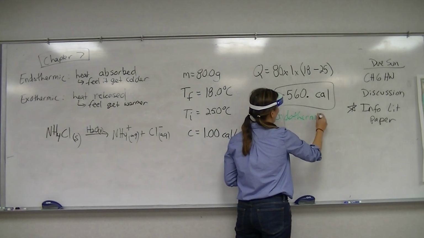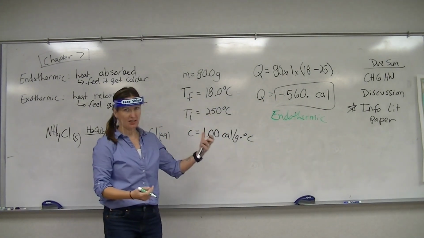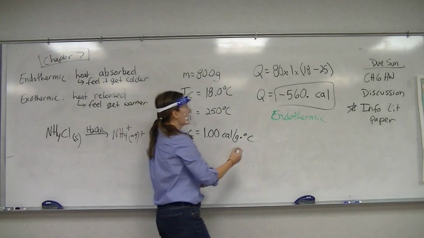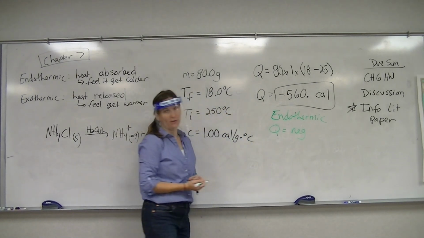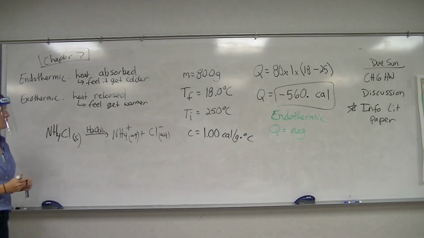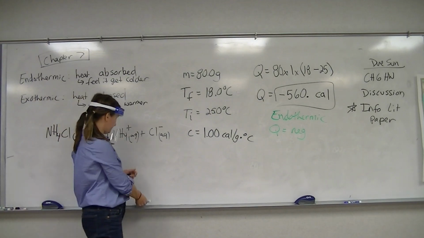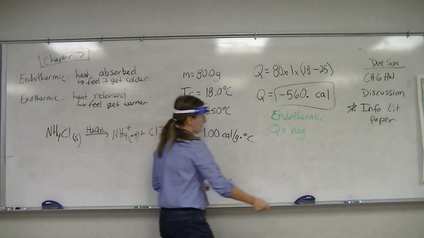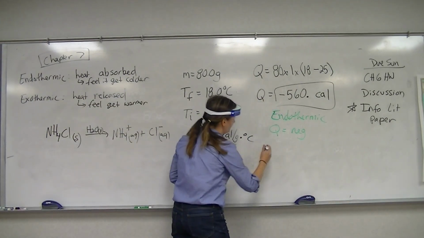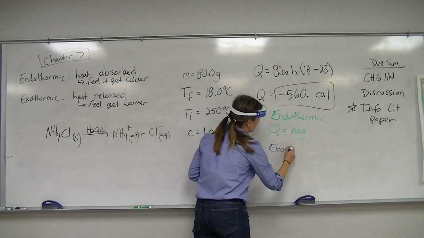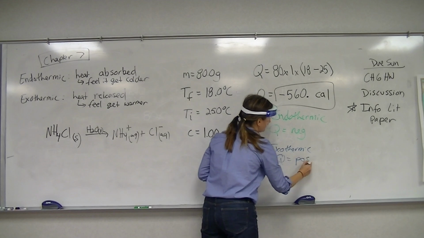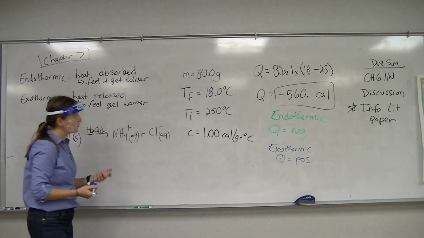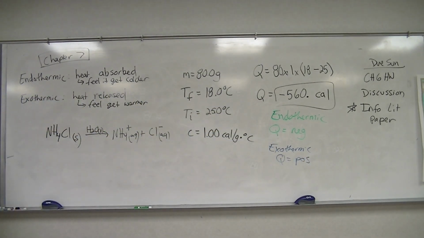endothermic. And another way, if you don't want to look at the temperatures and try to figure that out, if the Q value is negative, it's endothermic. If you actually solve it, you get a negative Q value, it's endothermic. So for exo, your Q value is going to be positive. And you'll see the temperature increase.